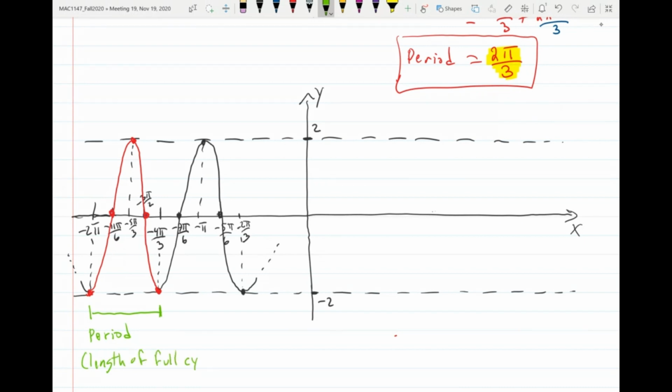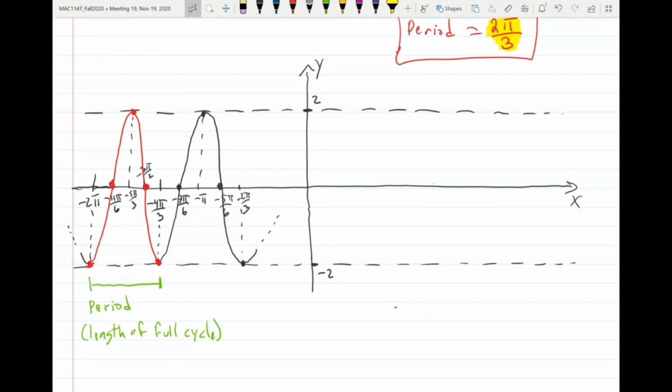of a full cycle. And then notice how wide the picture is. This is called the amplitude of the graph. So this distance right here is 2, which also coincides with this distance right here. This is called the amplitude. This value is 2. We call this the amplitude of the graph.